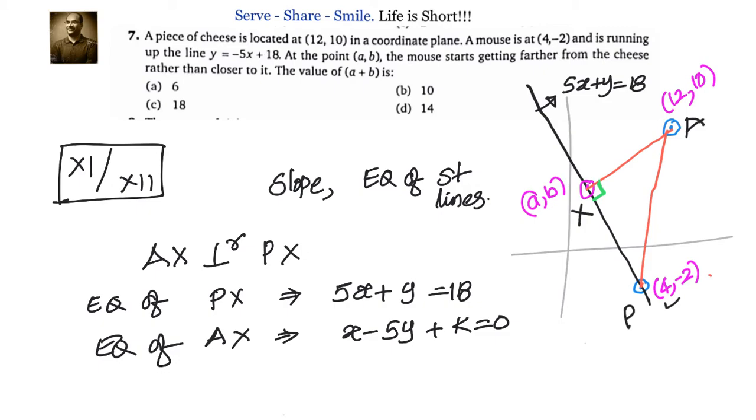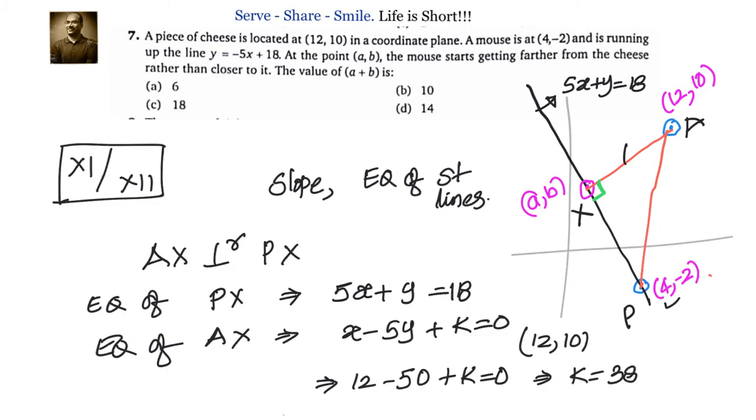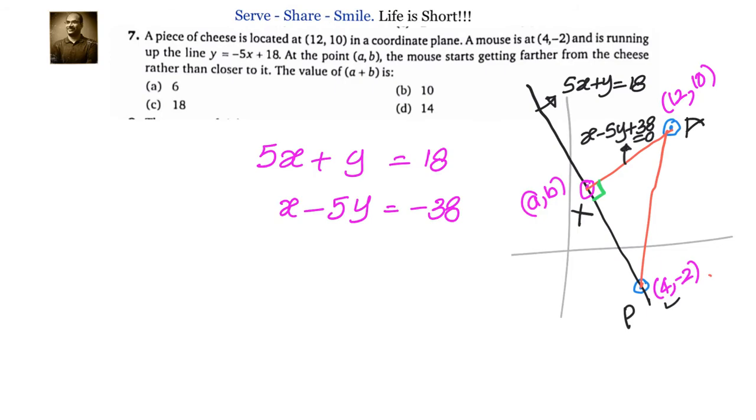Now to find the value of k, we have (12, 10), a point on the line AX. So we can substitute (12, 10) and find the value of k. 12 minus 50 plus k equals 0, or k equals 38. Now once we got k equals 38, we have the equations of both the straight lines. Now it is pretty simple. You just solve them by elimination method or substitution method, whichever is convenient. We can get the values of (x, y), which are nothing but the values of (a, b).